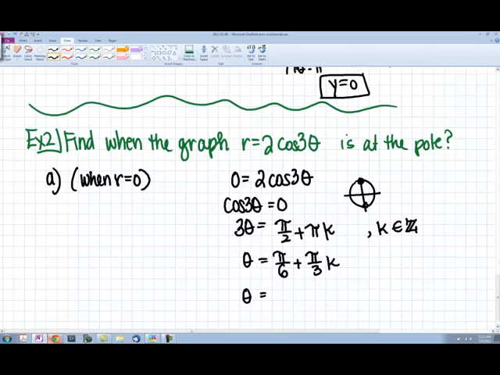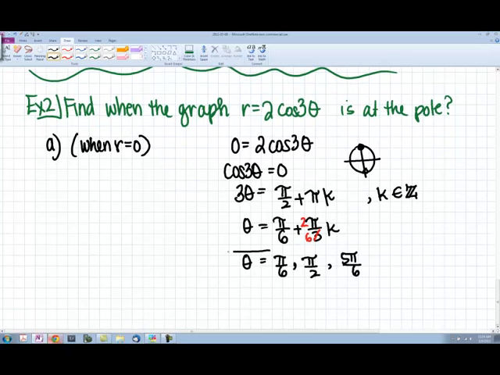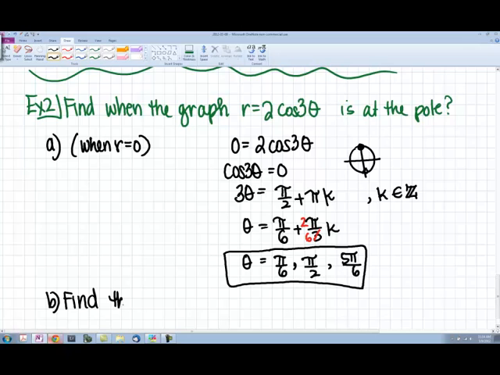So my multiple angles that I have are pi over 6 plus, let me add this as 2 pi over 6 instead. So I'll get 3 pi over 6, which is 1/2 pi. And then if I add another one, I will have 5 pi over 6. So this is when my graph is at the pole, the angle theta at which this occurs. Now another question, I want to find the equation of the tangent lines.